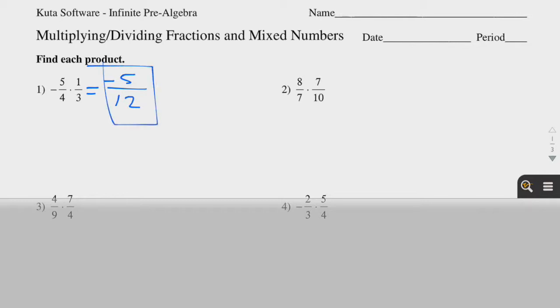Number 2. So if you have the 8 and the 10, what you can do is reduce those by a factor of 2. So 2 goes into 8 4 times, 2 goes into 10 5 times. Looking at the 7s, because 7 and 7 both are multiples of each other, we can just divide each by 7. So 7 goes into 7 one time, 7 goes into this 7 one time, multiply straight across. 4 times 1 gives us 4 over 1 times 5 is 5. And that's our final answer, 4/5.